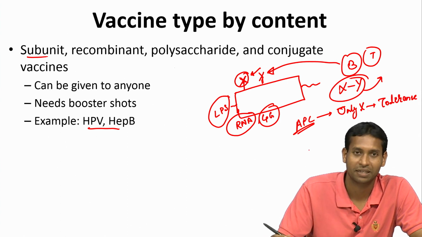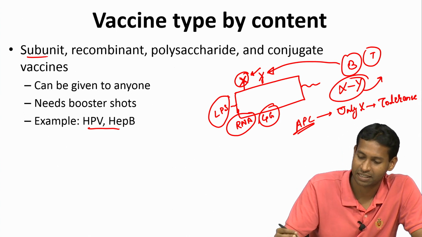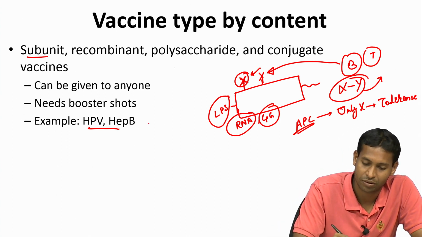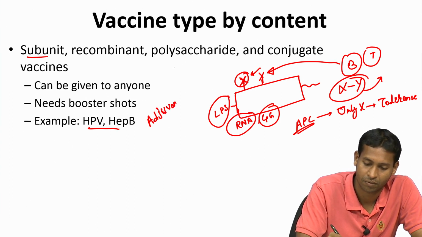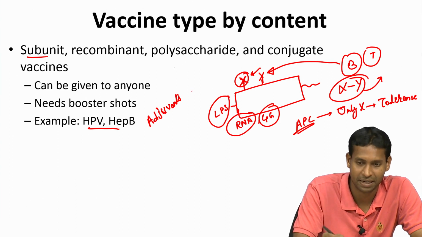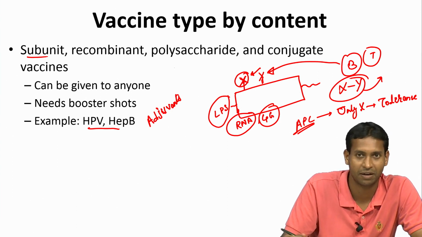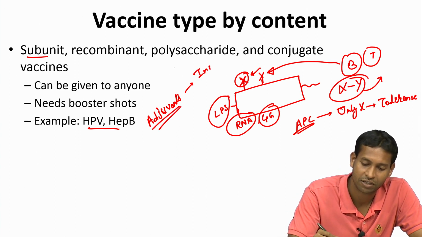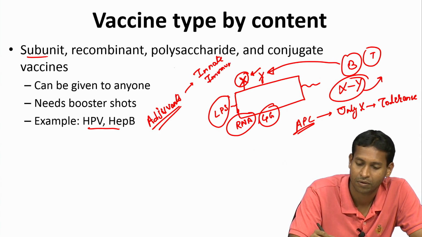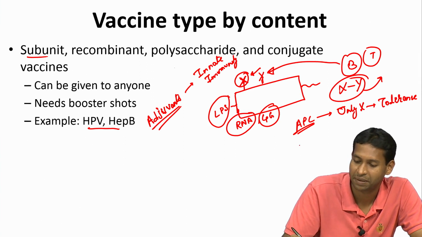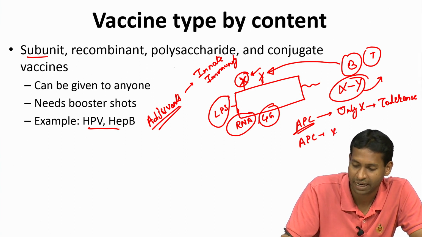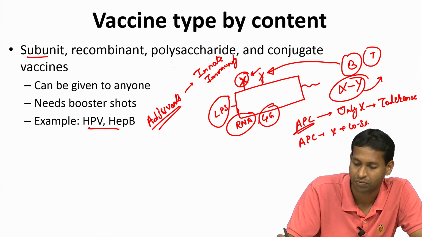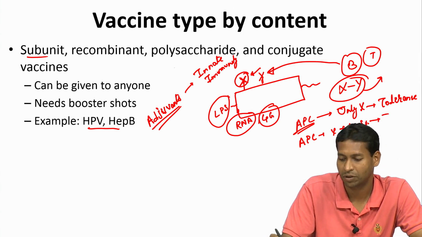So, to overcome this, what is done is, along with the X there are some adjuvants that are also given. Some adjuvants such as LPS or the CpG, or there are several others, are also given to ensure that the innate immunity is also hit at the same time, and that would mean that the APC has both X plus co-stimulatory molecule, and that could lead to a good immune response.